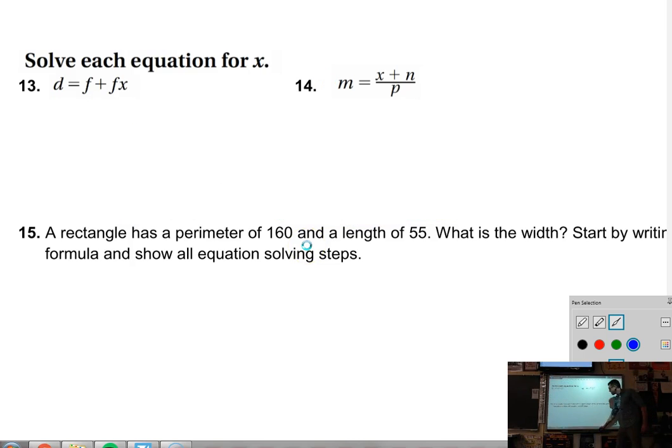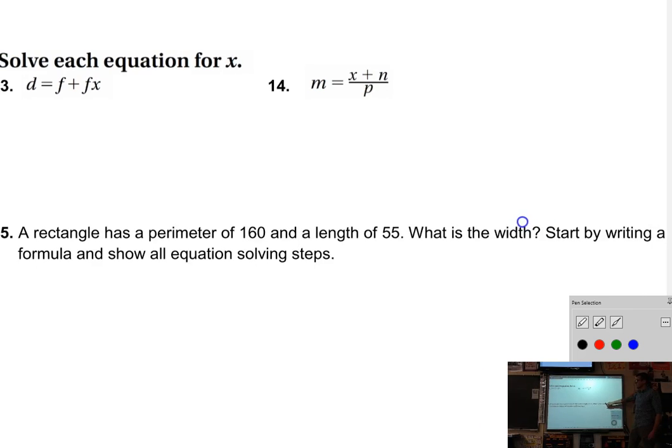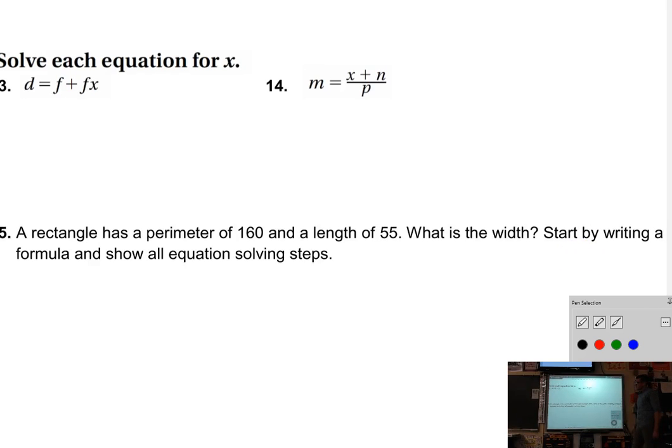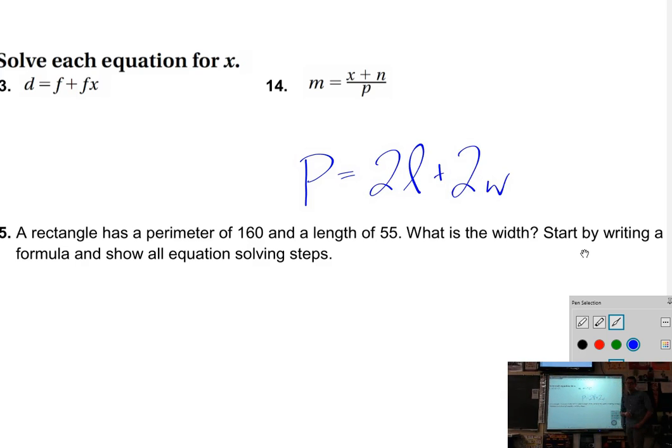And the last problem here on our quiz: if a rectangle has a perimeter of 160 feet and a length of 55, what is the width? Start by writing the formula and showing all steps in solving the equation. So first, think about where a rectangle's perimeter comes from. I'm going to set up our generic formula up here: 2 of the length and 2 of the width.